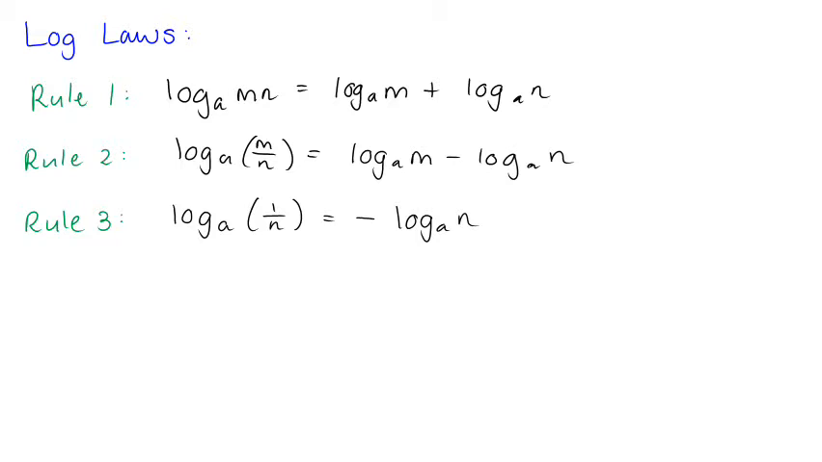Like, can there be like 2 on n? Well, 2 on n would be m on n. So 2 would be m, and you'd have a number for your n. In these rules, a, m, and n are numbers. They're not letters. And rule 4 is log base a of m to the power of p equals p times log base a of m.